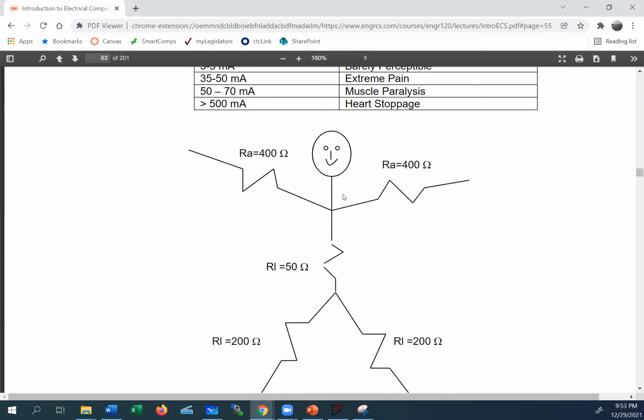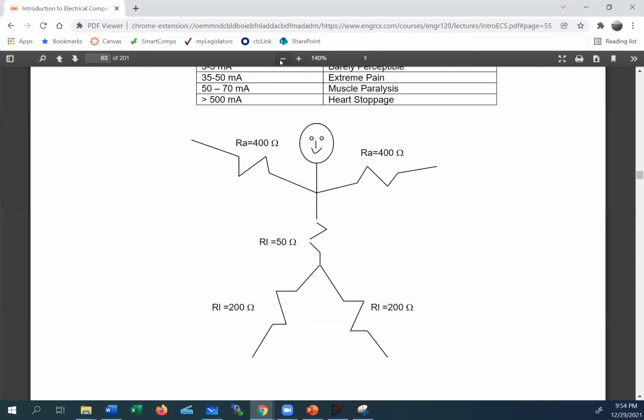The legs are next biggest, and that's 200 ohms, and the arms are the smallest ones, so they are 400 ohms. So you literally can figure things out by modeling it like it was an electrical circuit. For example, let's do an example of this one. Let me zoom in so you can see the whole thing.